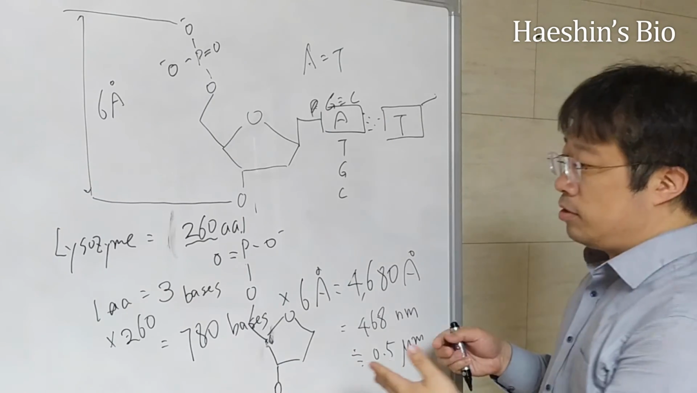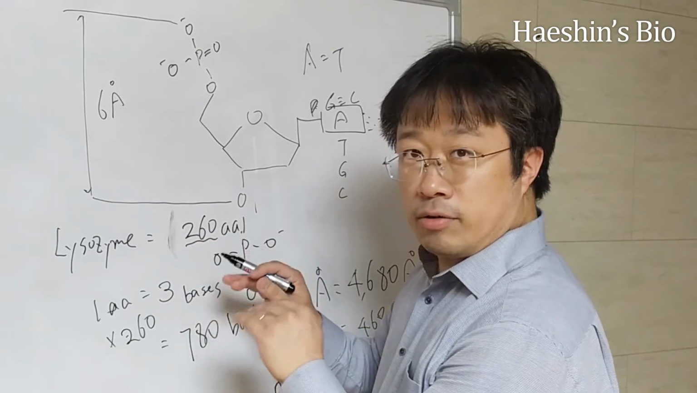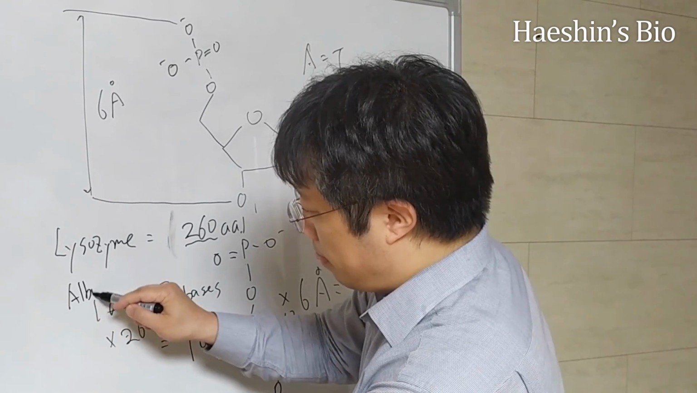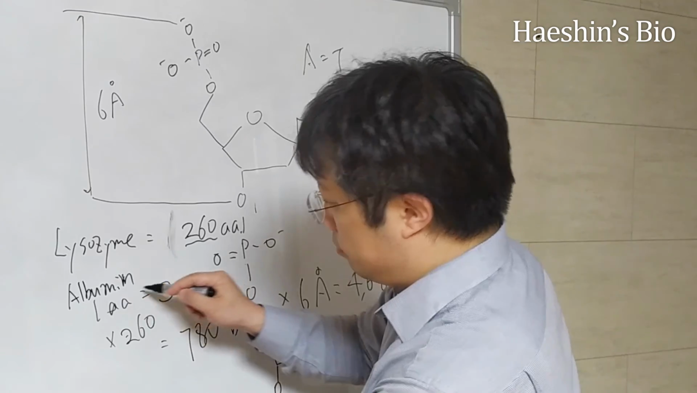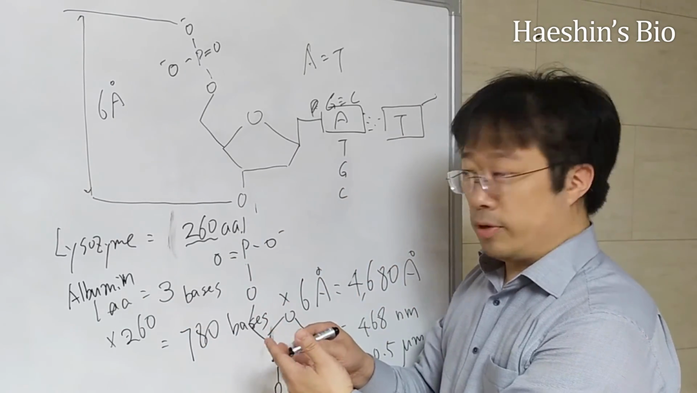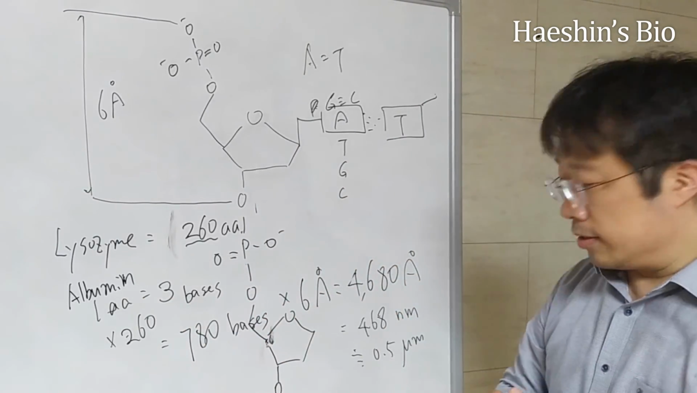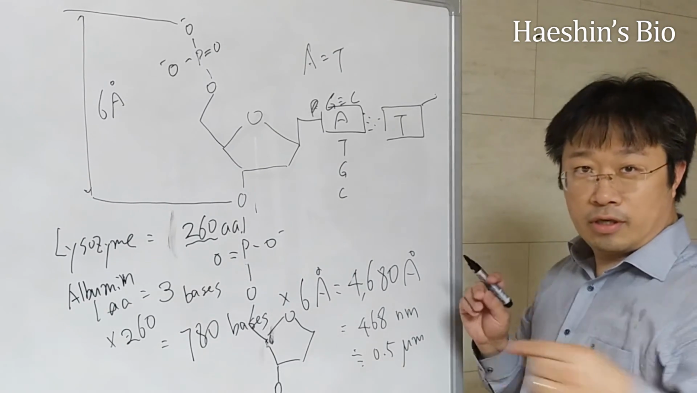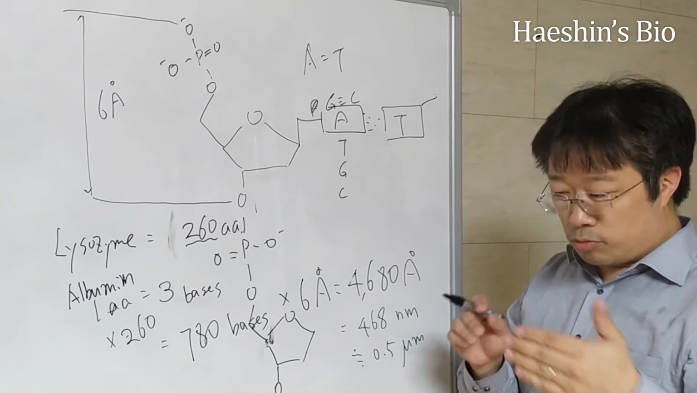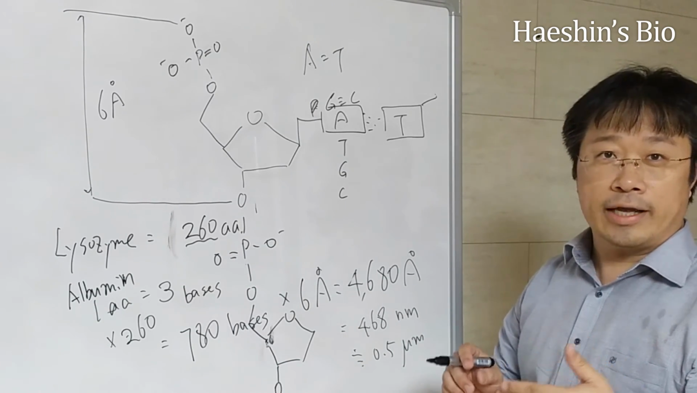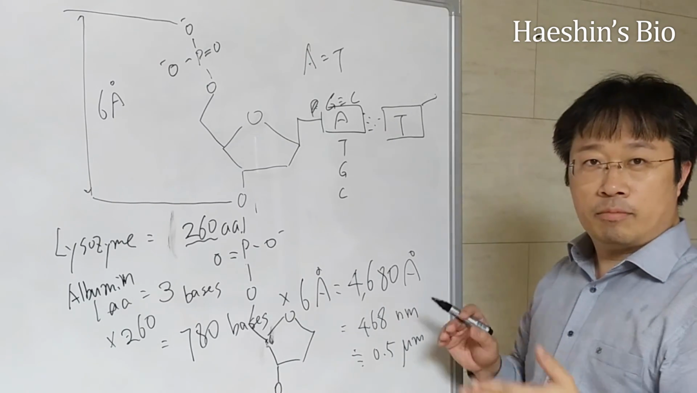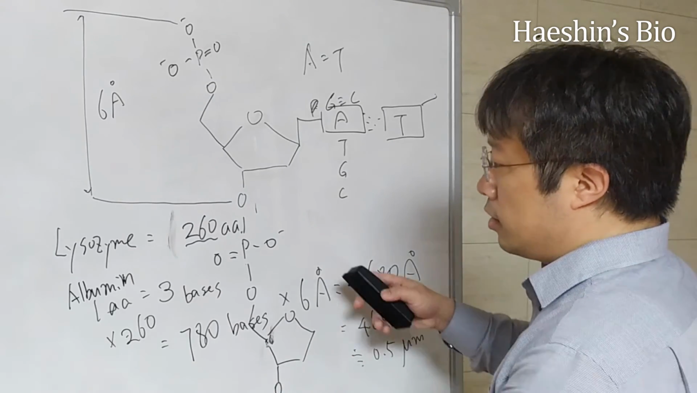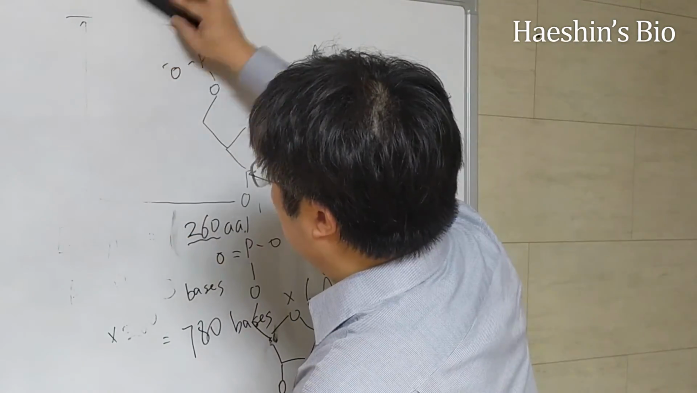So you can imagine now, lysozyme has about 260 amino acids. Then albumin has about 3 times more amino acids, 600-something. That means it's already 1.5 micrometers in DNA length, which is more than the 1 micrometer we can see. So this is a very big molecule, and we have to think about the DNA inside.